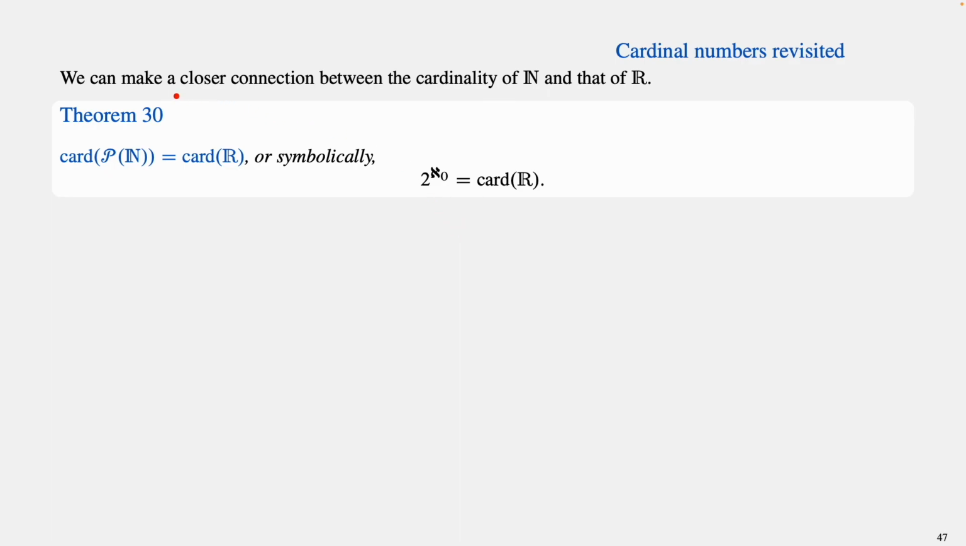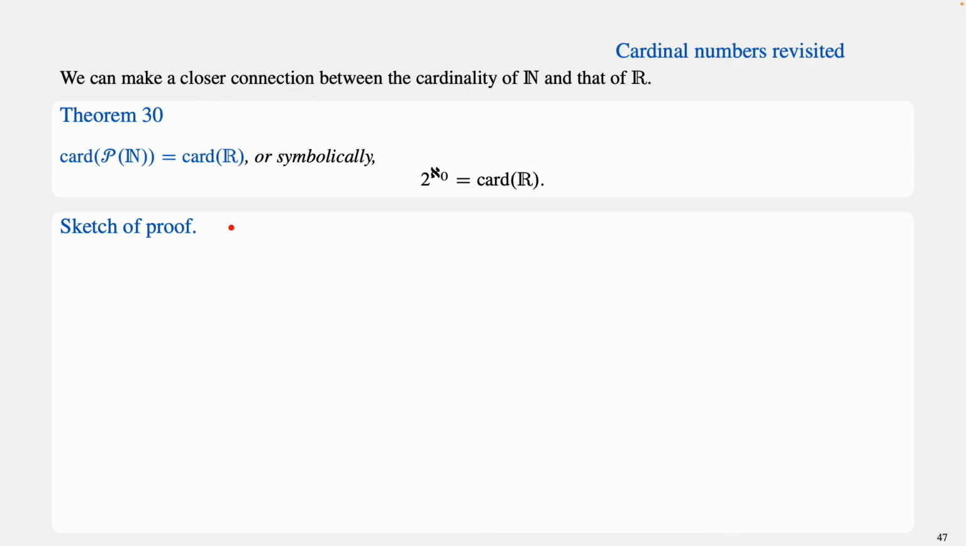Now we can say a bit more about how the cardinalities of the natural numbers and the real numbers are related. Namely, the cardinality of the power set of the natural numbers is identical to the cardinality of the real numbers. Recall that we've already seen that the cardinality of R is strictly greater than the cardinality of N. And we also know from the previous theorem that the cardinality of the power set of N is strictly greater than the cardinality of N. And here we see that the power set of N and the real numbers actually have the same cardinality, so they're equinumerous. And symbolically, we can write this as follows, that the cardinality of R is 2 to the power of aleph 0, where recall aleph 0 is the cardinality of the natural numbers. And we write this 2 to the power of, of course, as an analogy to the finite set case.